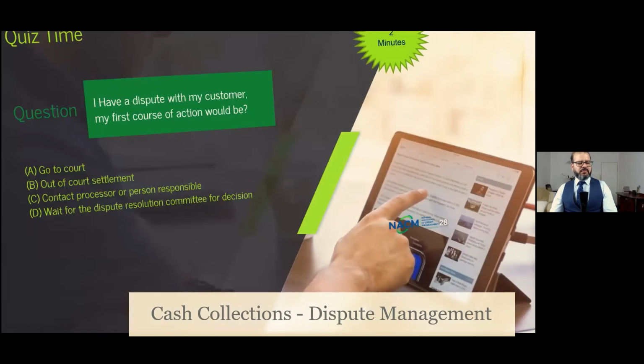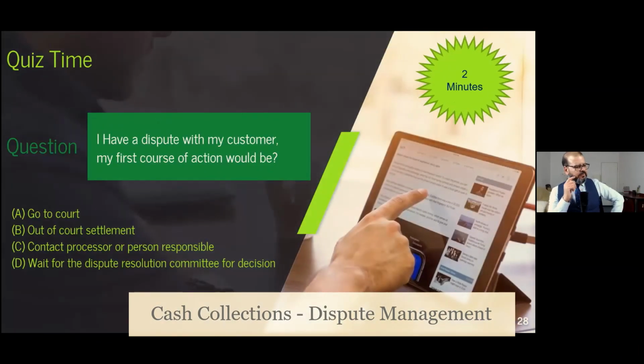I will come down to my next question quickly. And that question is, I have a dispute with my customer. My first course of action would be to do what? Go to court, take it as an out-of-court settlement, contact the person or persons responsible, or wait for the dispute resolution committee for decisions. Now, this is also an interesting question. What will be your course of action?